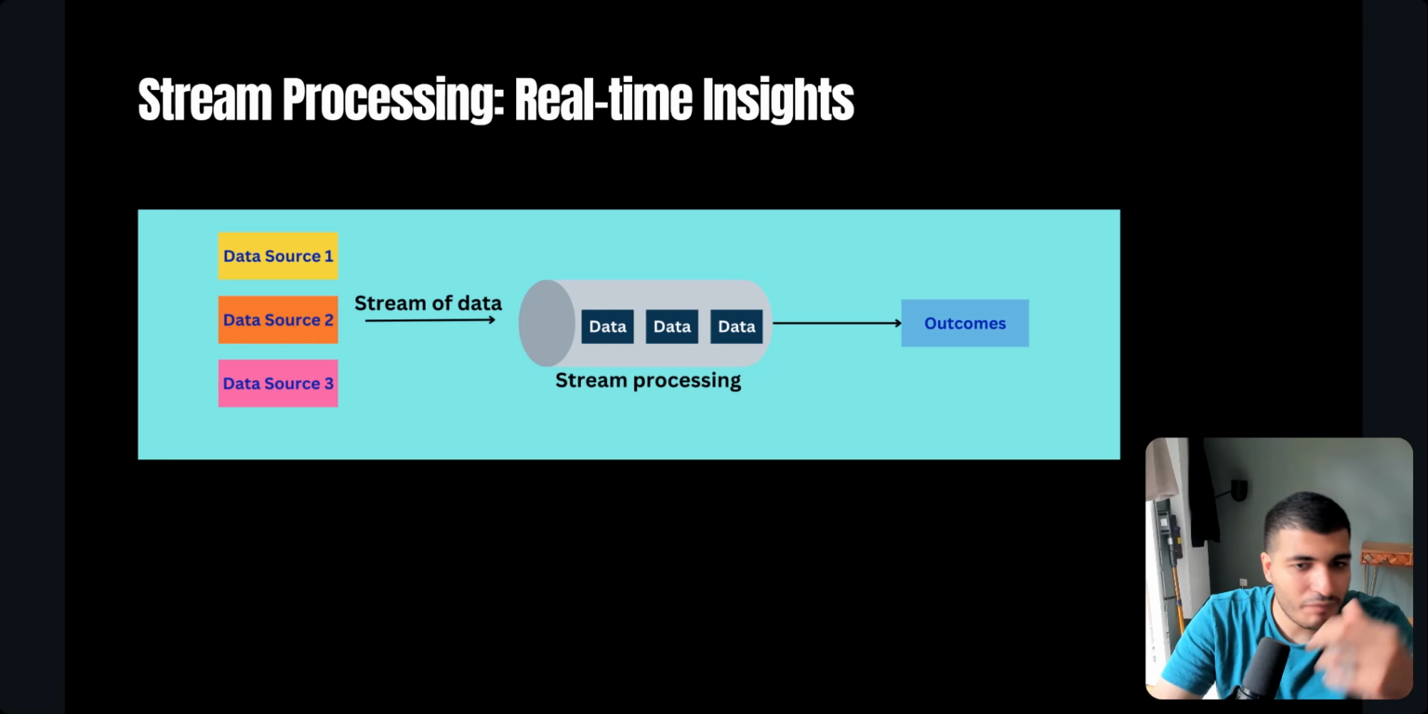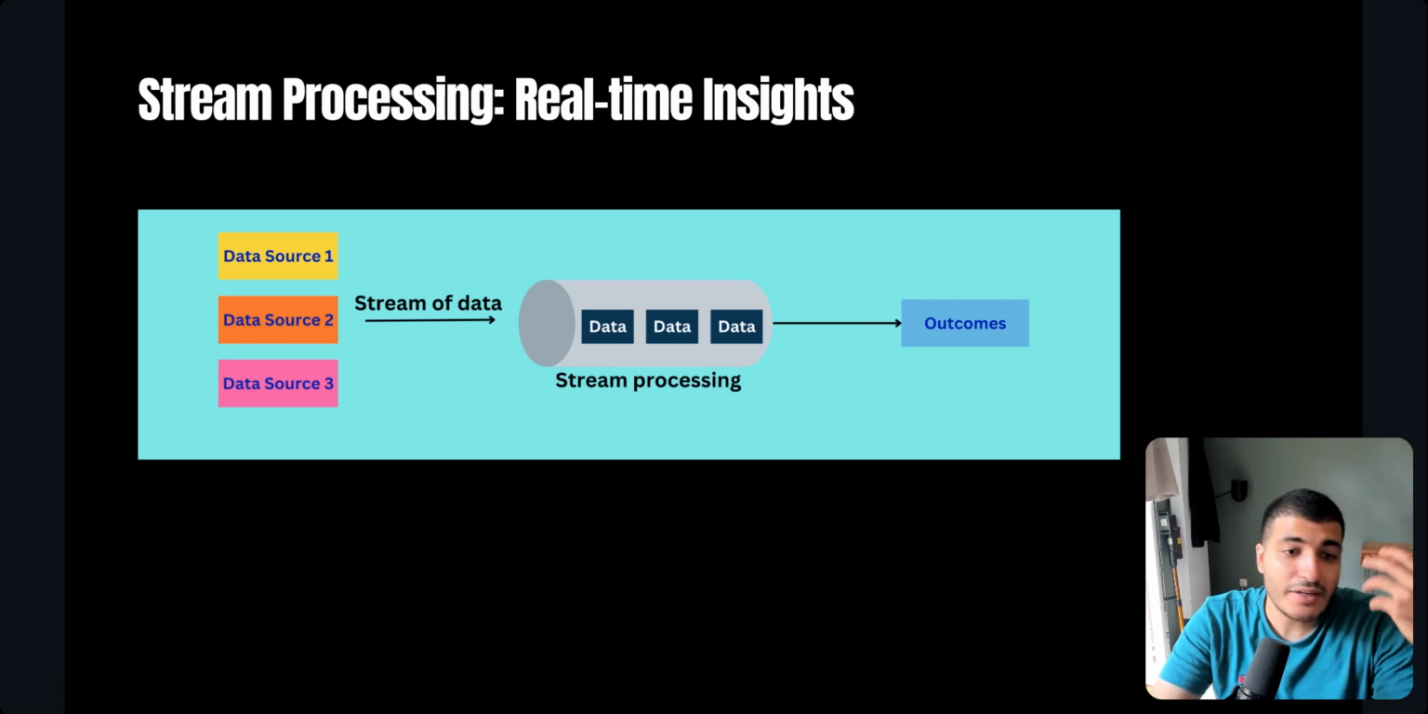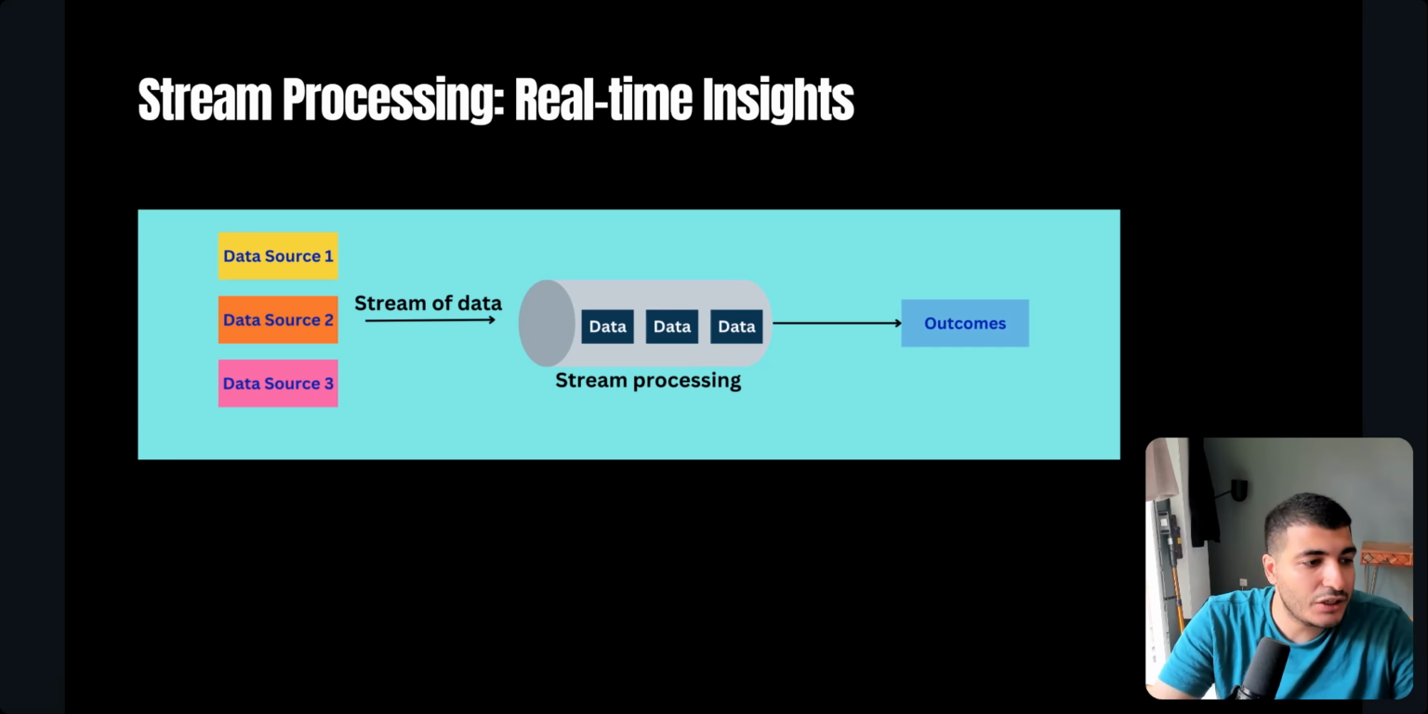The pros of this one: it has pretty low latency, or we can say real time insights. It provides immediate feedback and insights as data flows through the system, enabling rapid decision making. Number two, responsiveness. It's ideal for applications that need to react instantly to events. Number three, continuous flow. It handles unbounded streams of data gracefully.